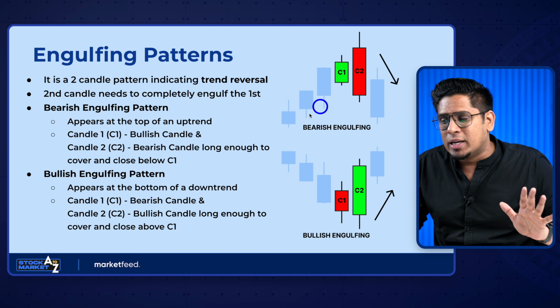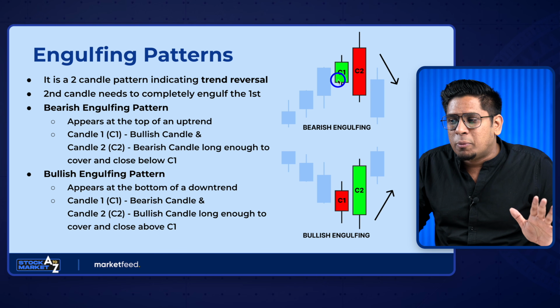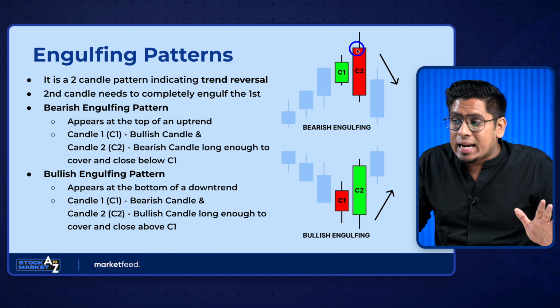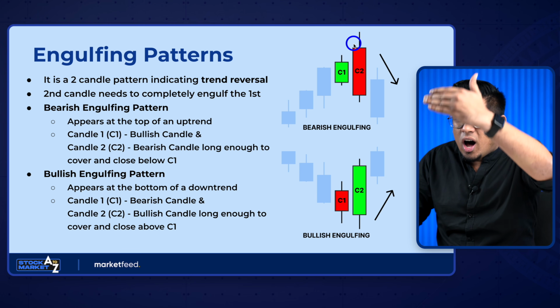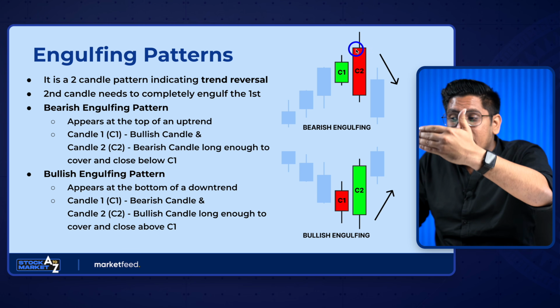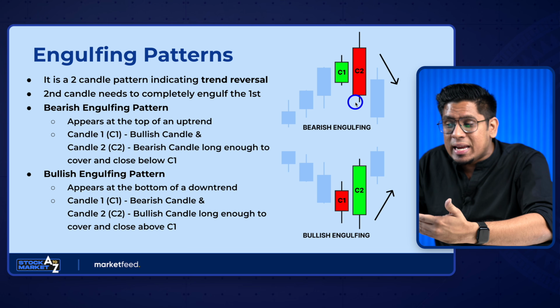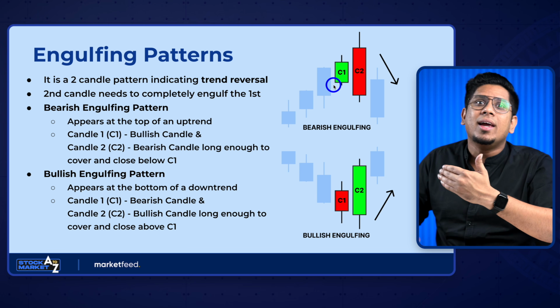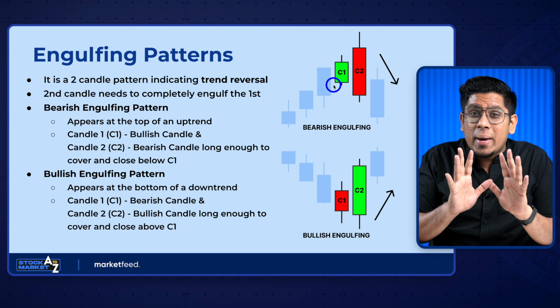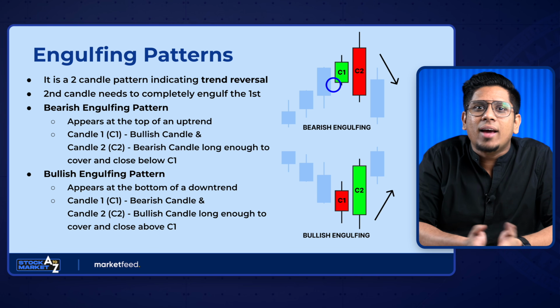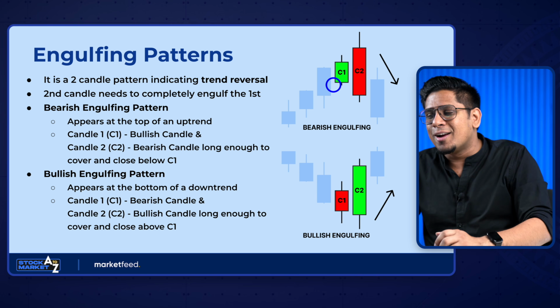What do you understand from this? The instrument was in an uptrend. Even this candle opened higher than the previous close. But from here, large selling happened, to an extent where it completely covered the previous candle. It engulfed the previous candle. What does it simply mean? Some bearishness has kicked in. Correct? And that's exactly what a bearish engulfing candle is.